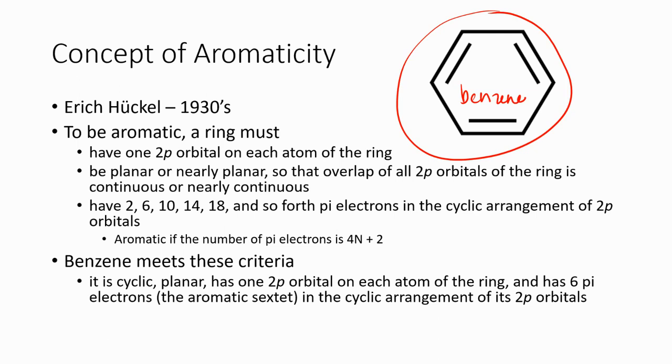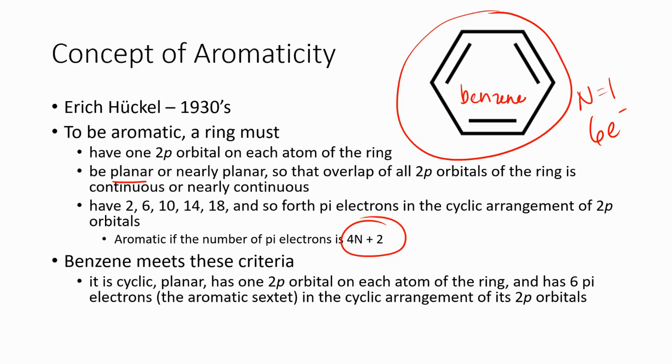So to be aromatic, the ring has to have p orbitals on each atom of the ring. It's got to be planar or nearly planar, so benzene's planar, so that there's overlap of those p orbitals. It has to have 2, 6, 10, 14, 18 pi electrons. So it has to meet the 4n plus 2 rule. So benzene has n equals 1 for a total of 6 electrons in the pi orbital.